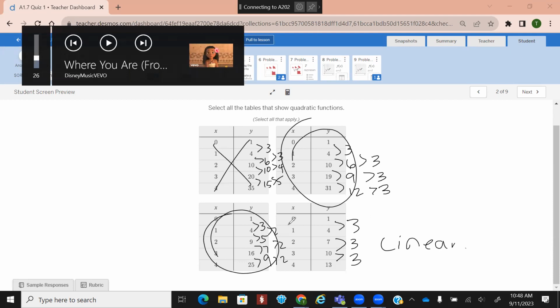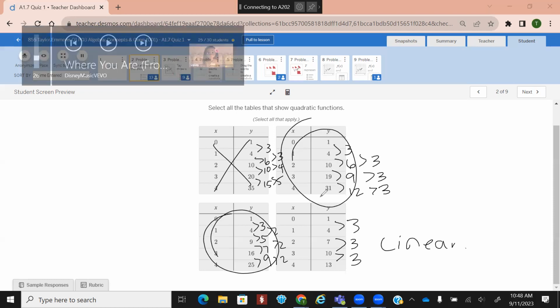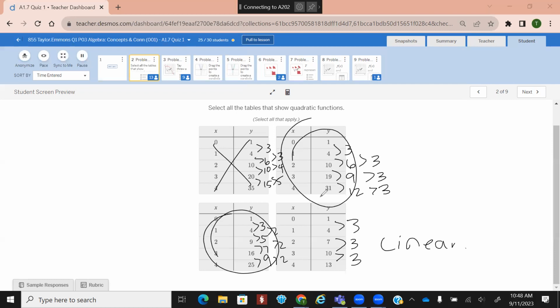When the third difference is the same, that won't happen with exponential, but exponential, remember, is a ratio that can multiply all the way down. We'll talk more about exponential later. If you can recognize linear and quadratic, then you're good.